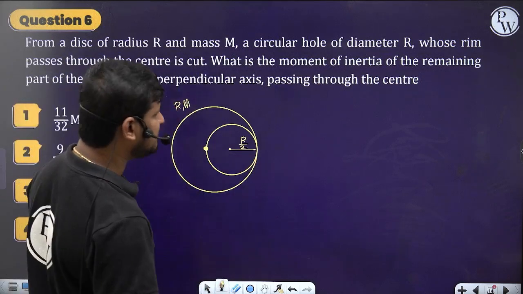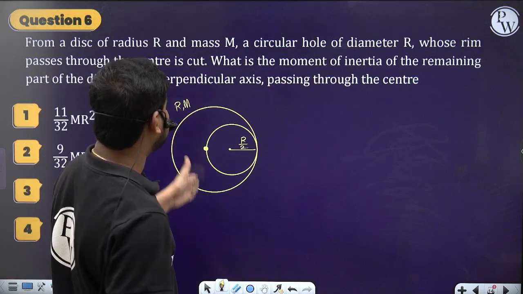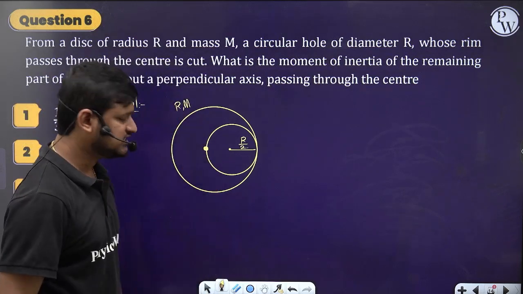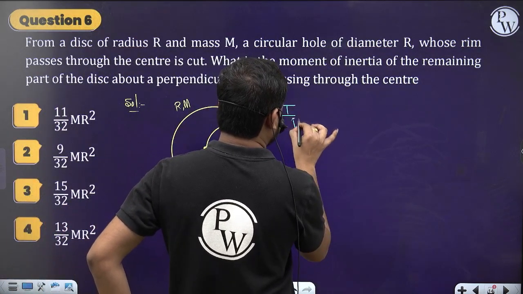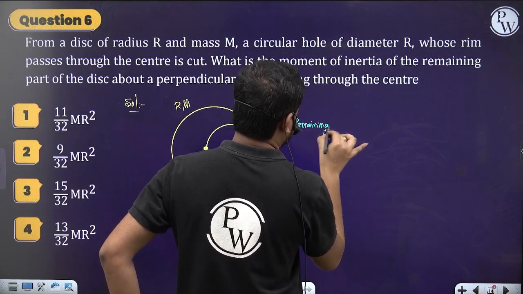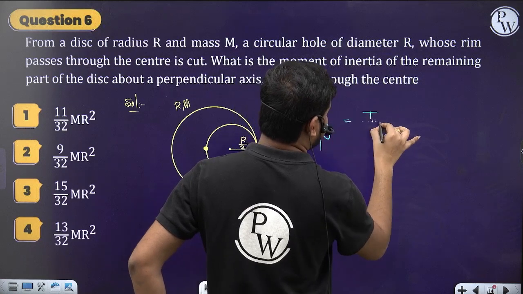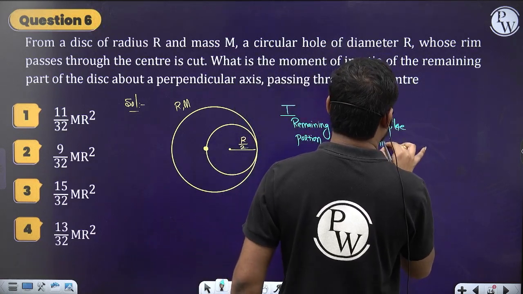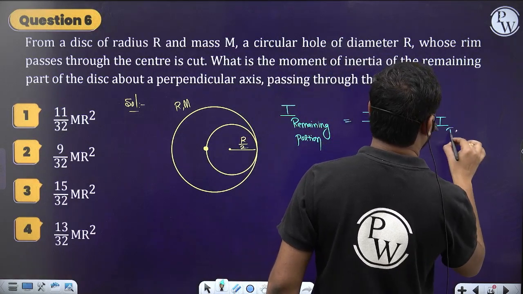So what is the moment of inertia of the remaining part of the disk about the perpendicular axis passing through the center? Same concept. The first thing is, the moment of inertia of the remaining portion is equal to the moment of inertia of the complete disk minus the moment of inertia of the removed part.